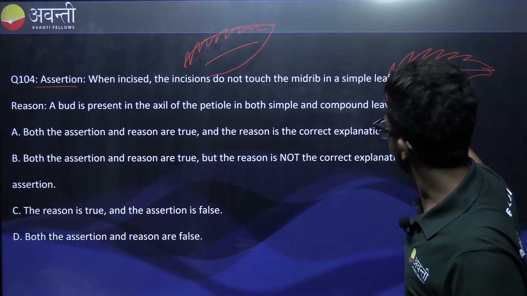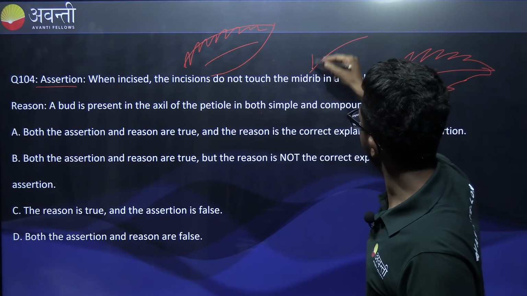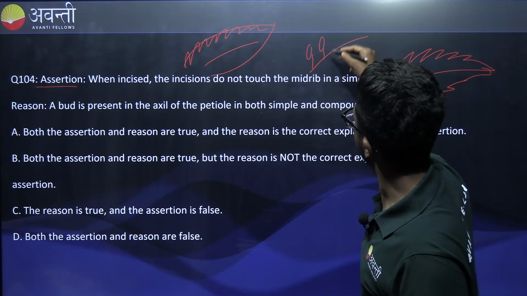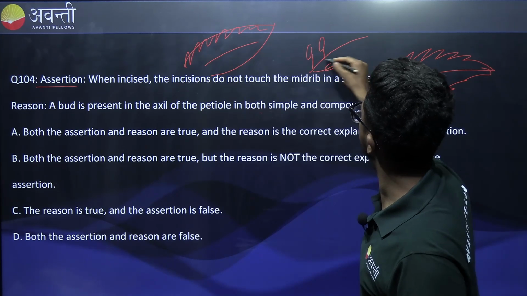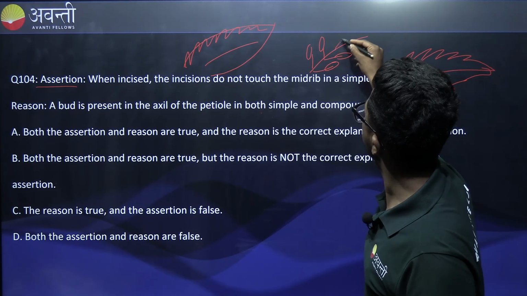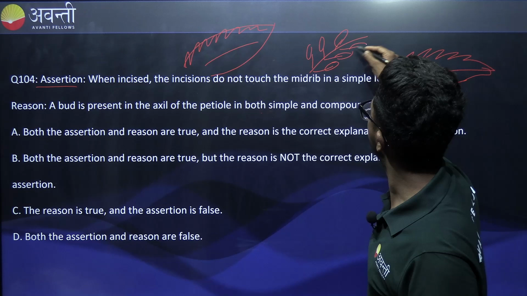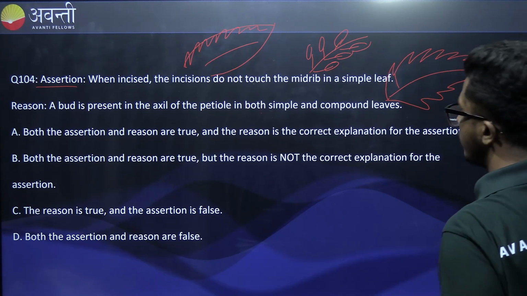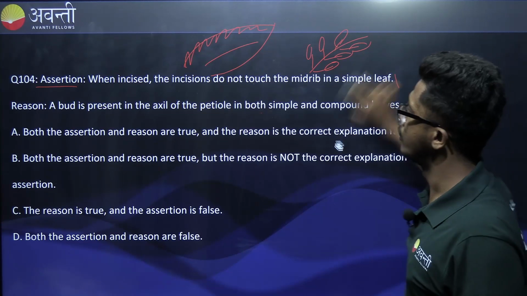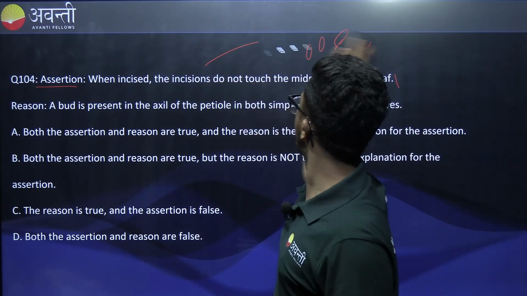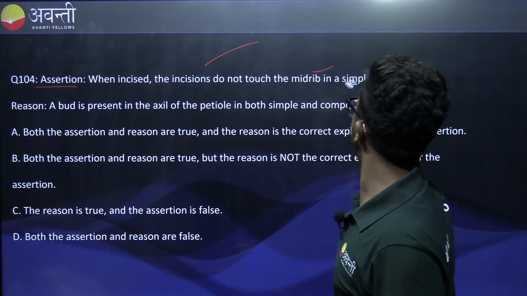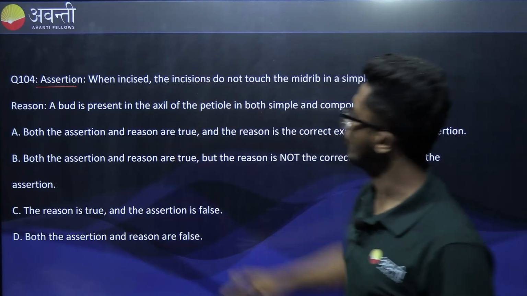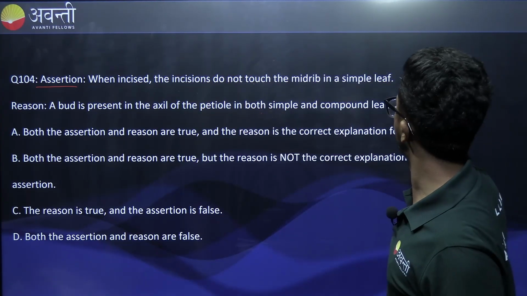If the ridges touch and break the leaf into small leaflets, for example the curry leaves or the neem leaves, they are called a compound leaf. So here they have given that when incised, the incision does not touch the midrib in a simple leaf. That is absolutely true. So that is why our assertion is correct.